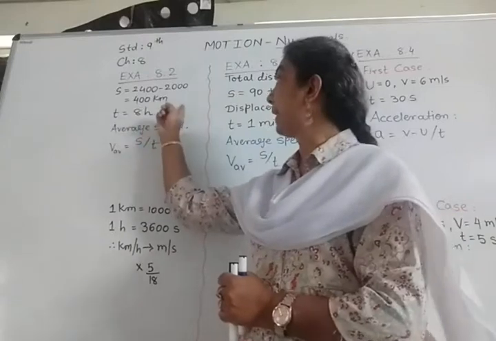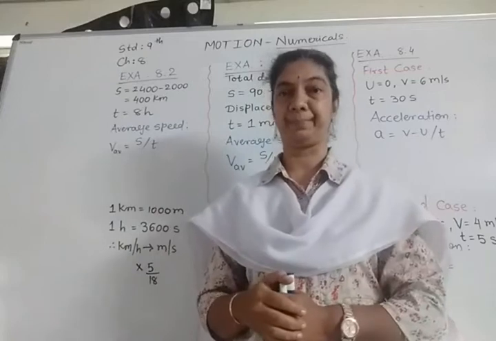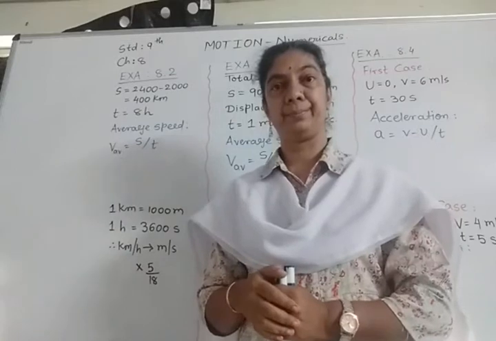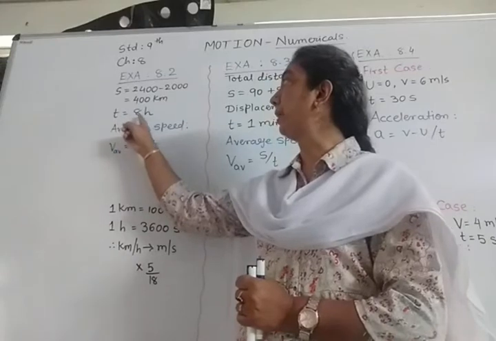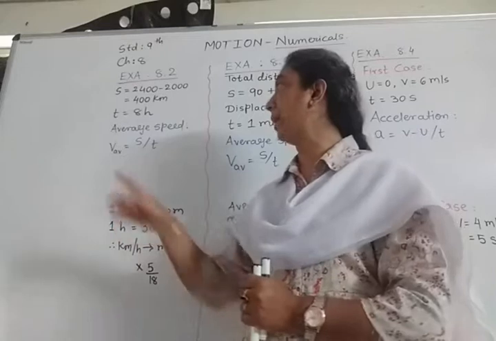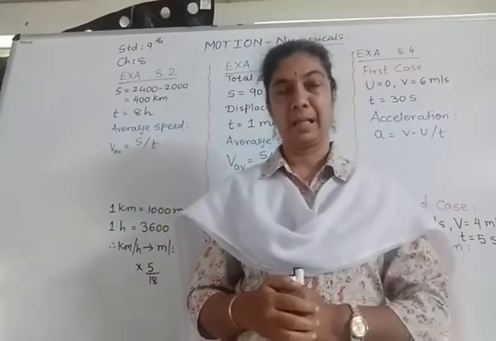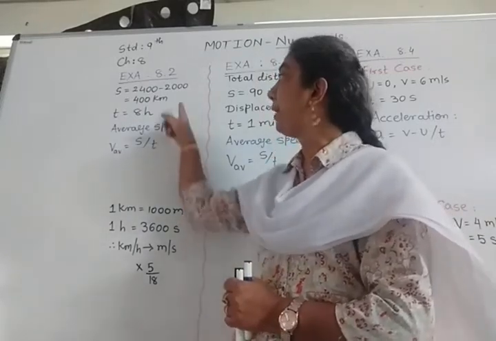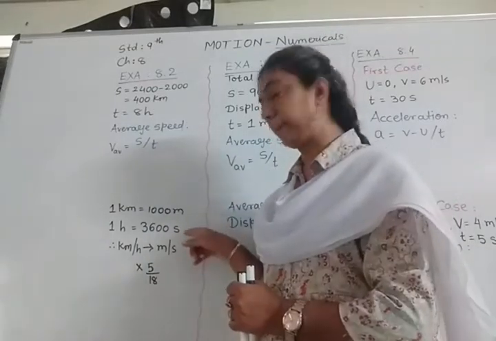So, the first data given to us is distance, which is 400 km. It is travelled in 8 hours, so that becomes our time. So we can write t equals 8 hours. And we have to find out the average speed in this case. Remember, one more thing is given, that we have to find the average speed in kilometer per hour as well as meter per second.